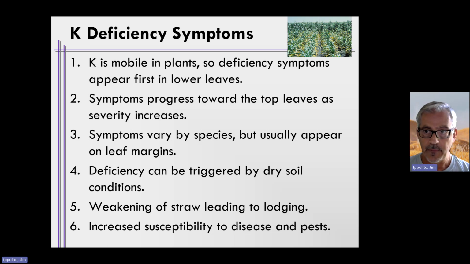Point number 4, and this is important for Ohio, is that the deficiency can be triggered by dry soil conditions. In early 2023, we had some dry soil conditions in the state of Ohio, and potassium deficiencies were showing up in our crops. And this should be a trigger. And this is the puzzle that you're learning in this class.